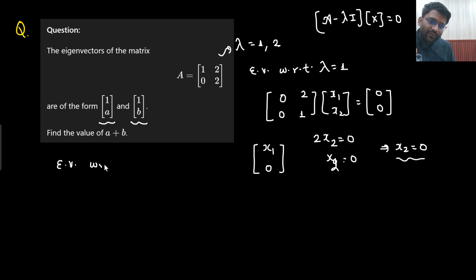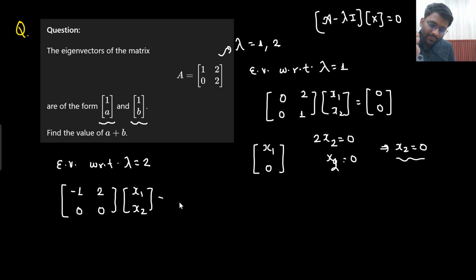The eigenvector with respect to lambda equals 2 we need to check, right? So what I will do, A minus lambda I equals 0. So A minus 2I. From the diagonal element 2 will be subtracted. x1 and x2. So what is the answer we are getting? 0, 0. So the last row is not giving us anything. 0 into x1, 0 into x2, that is equal to 0 only. From the first row only I need to find out. Minus x1, 2x2 equals 0. Understandable? One is a free variable here.